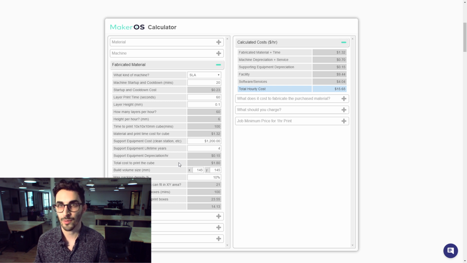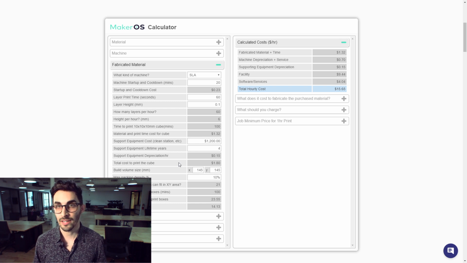But in this example, let's say we bought it from the manufacturer, which is about $1,200. And let's say that's going to be about 4 years usage out of both of those things, which will be an additional 15 cents for the depreciation per hour on that equipment. And again, you really want to calculate that part of your cost because it's all included in doing all of this. And then we look at the total cost to print 1 cube with all that added material, the depreciation costs and all of that is going to be $1.80 to print that 1 cube on that machine.